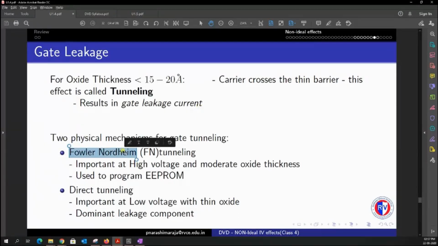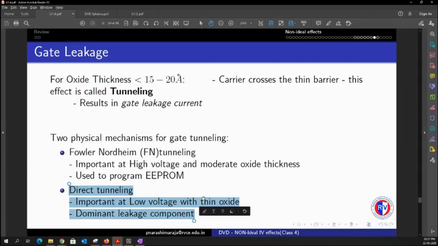One is FN tunneling, which is more important when we have a moderate thickness. Basically, this kind of tunneling is used for programming the EEPROM. Apart from this, we will not discuss much about gate leakage. There is also direct tunneling, which happens even at low voltages with very thin oxide. This is the most dominant leakage component for the lower technologies. So direct tunneling is one of the dominant factors when you go for lower technologies. That's it. We will not go much in depth.